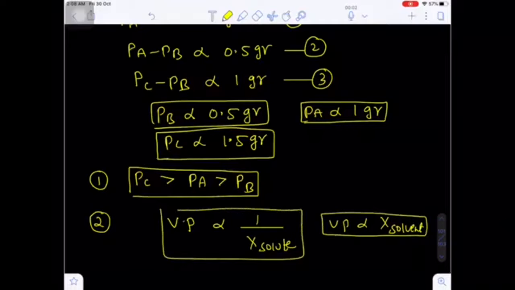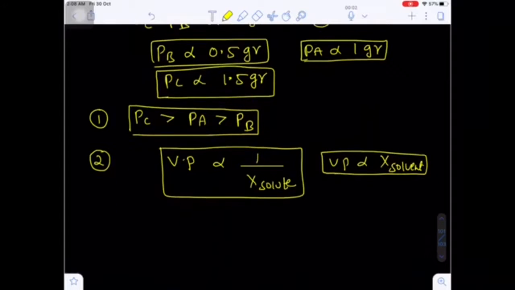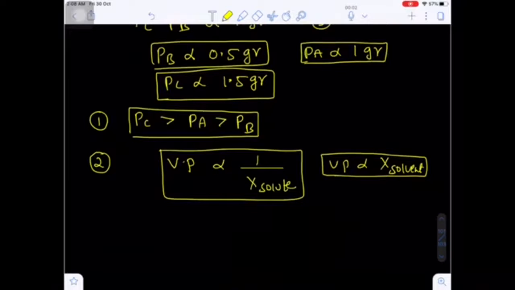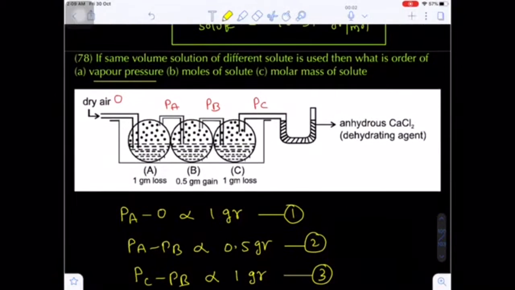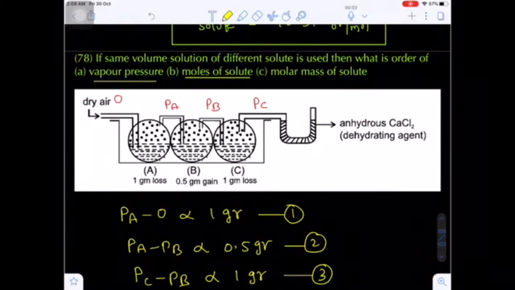That's why the vapor pressure of a solution is inversely proportional to the mole fraction of solute, or the number of moles of solute. If the vapor pressure increases, the number of moles of solute decreases. That's why the number of moles of solute in solution C will be less as compared to the number of moles of solute in solution A, which is less than the number of moles of solute in solution B. Are you getting my point? Because vapor pressure and number of moles of solute are inversely proportional. So this will be question number 2, moles of solute.